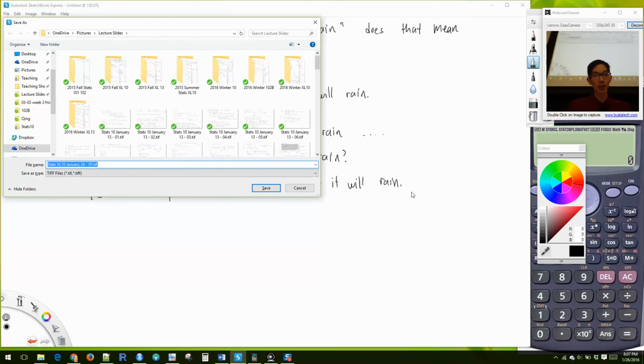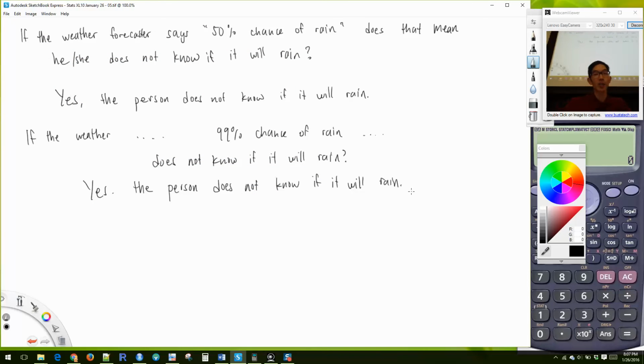If someone says there's a 99% chance of rain, and someone says, do you want to bet $1 million that it will, or would you be willing to bet your life on that, you would say it would be wise not to, right? Because there's still a 1% chance that you're wrong, and we cannot predict the future. So as long as the probability is not 0 or 1, does that mean he or she doesn't know if it will rain? Exactly. Only for probabilities of 0 or 1 do we know something's going to happen.